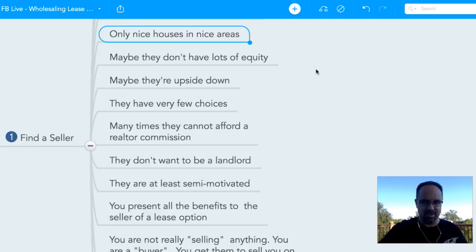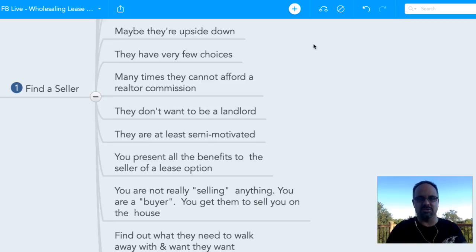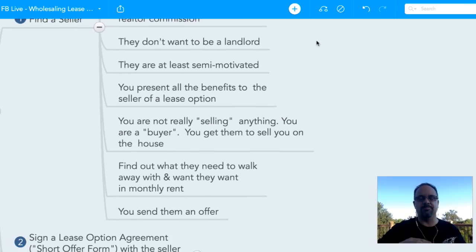That's okay too. A lot of these sellers have very few choices left, right? Many times they want to sell a house right now but can't. They can't afford a realtor commission. They don't want to be a landlord. But here's the cool thing: they only need to be semi-motivated. In most traditional wholesaling that you go and study, the seller's got to be super motivated.